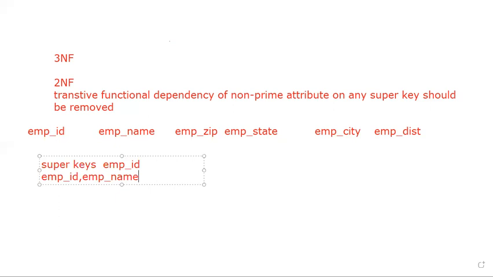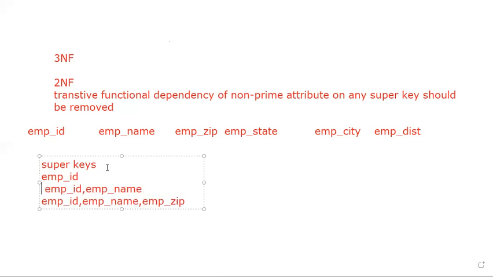And employee ID, EMP name, and EMP zip together is also a possibility. So these three can be possibilities for a super key: employee ID alone, employee ID together with the employee name, and employee ID together with the employee name and zip.